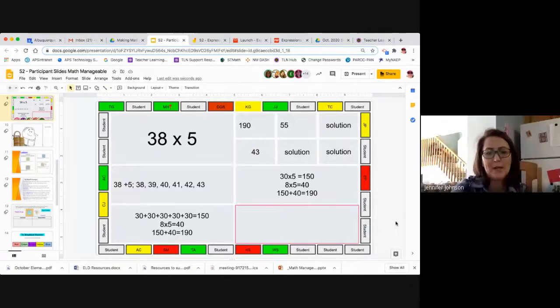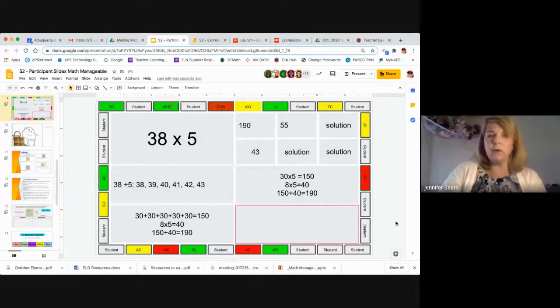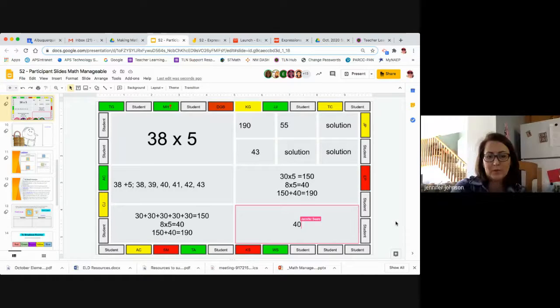I did 40 times 5 and then subtracted 10. Okay, can you elaborate a little bit more on that? Why 40? What was special about 40? So 40 is just easy to multiply by 5. 40 times 5 is 200, and it was close to 38. So that's why I picked it. And then I knew that I added 2 extra groups of 5, which is 10. So I knew I needed to take those off at the end.